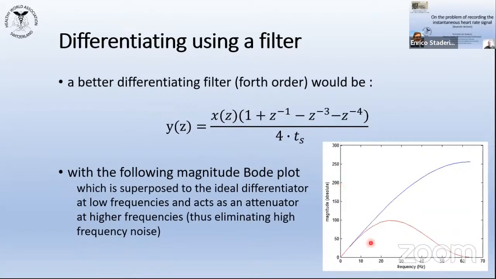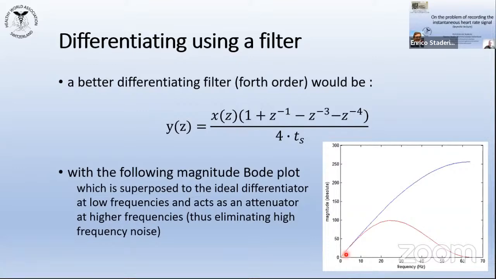And the Bode plot of this filter is something like this. At low frequencies it is still a good differentiator. At high frequencies it is an integrator. So it's a passband, as a matter of fact. Being an integrator at high frequency means that the noise will be eliminated for high frequencies, but at the low frequencies, where we are interested, the filter still acts as a differentiator.